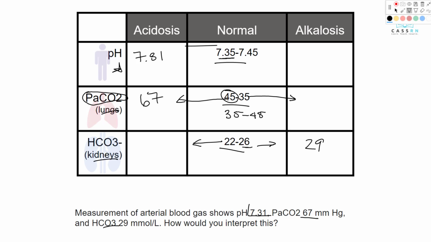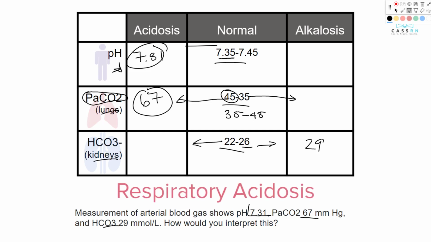All right, so if we look at this, we've got two that are in the same. So our pH is going to tell us if it's acidotic or alkalotic. So we've got acidosis right here. And then the next one that matches up is the lungs, or the PaCO2. So that's respiratory. So the answer here is going to be respiratory acidosis.